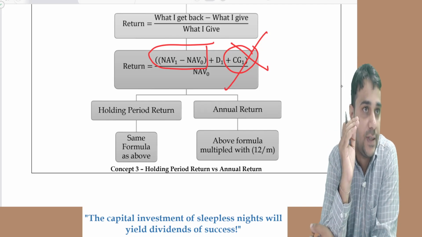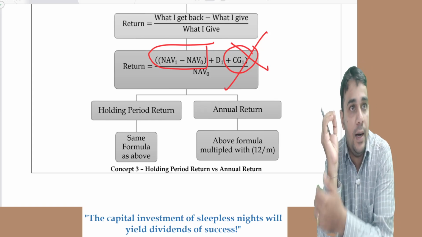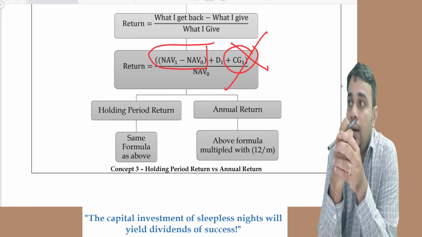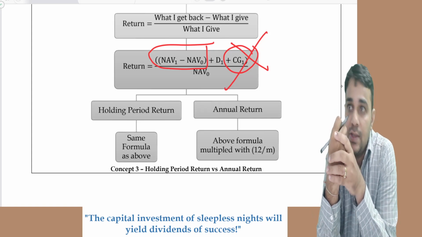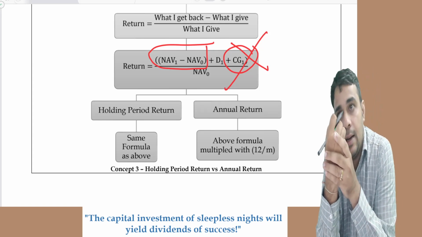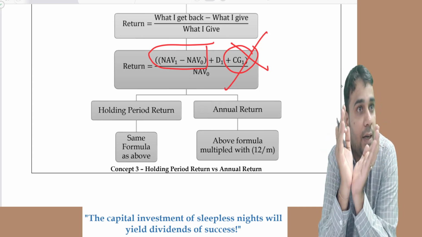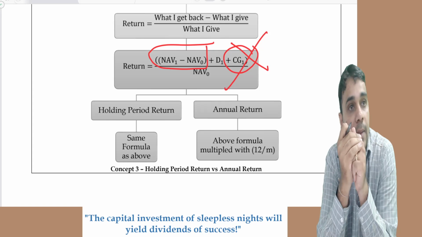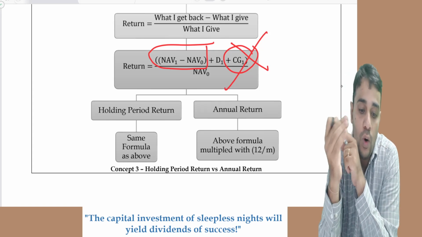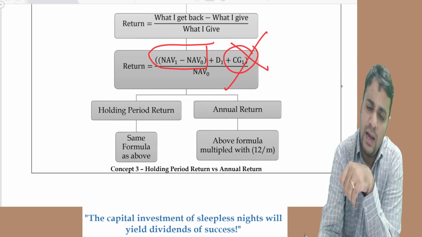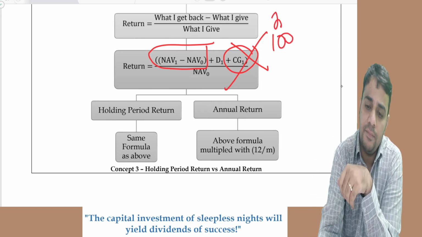But in an exam question, you may see D1 and CG1. D1 means dividend paid out of dividend income of the mutual fund. CG1 means dividend paid out of capital gain income of the mutual fund. Then what is your capital gain? Your capital gain is NAV1 minus NAV0, whole divided by NAV0. Clear? Any doubts till this? Now, I invested 100. I got back 110. What is the return?